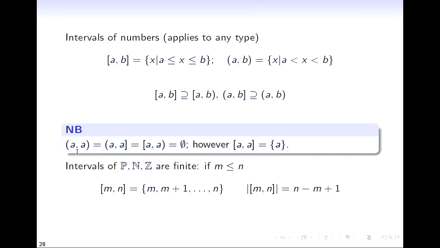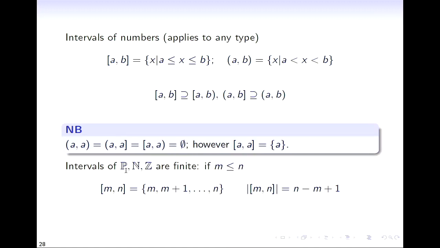You would see that when we apply this to boundary cases, the interval from a to a that should not include the boundaries would be the same as this one and the same as this one, because in all cases you exclude the a. That would be the empty set, whereas if you use two brackets, then this would contain exactly one element, namely a.